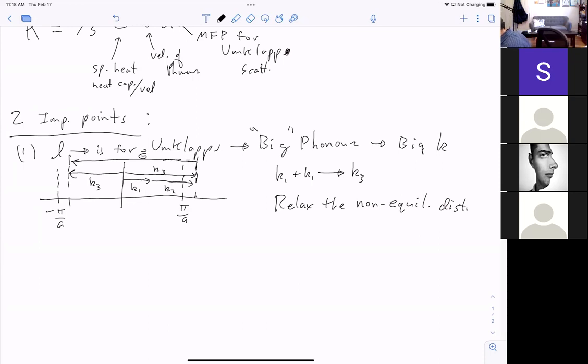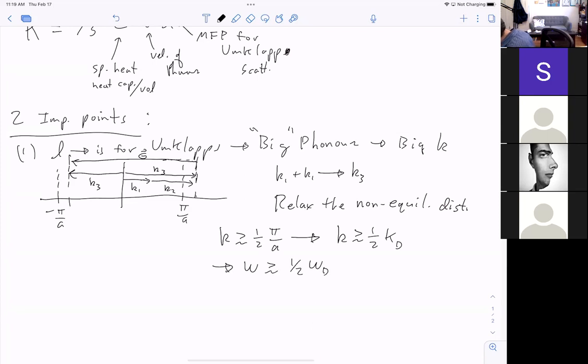Okay, so that's an important point. It's kind of subtle, but it's important. And so that means that we want K then to be bigger than, say, half the Brillouin zone boundary, which means then using a simple model, we'll just say that K has to be bigger than half the Debye wavelength. And so that means that we only care about phonons whose frequency is on the order of half the Debye frequency. So that's the reasoning, because if the phonons are bigger than half, then if I add two of them, they're going to cross the Brillouin zone boundary and umklapp.